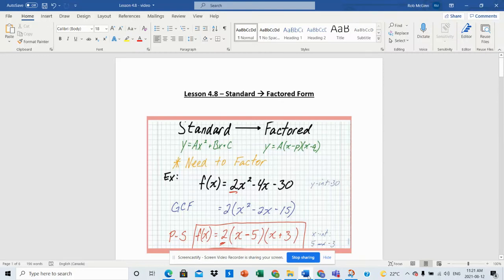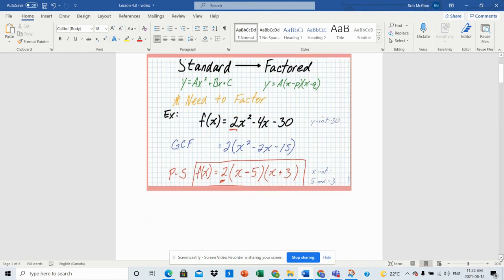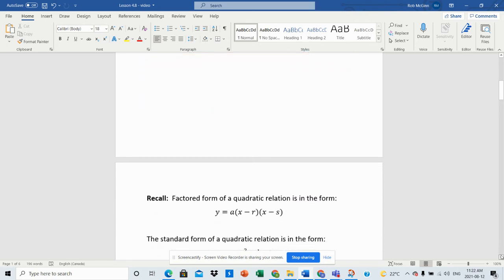Welcome to lesson 4.8, which is all about switching the quadratic relation between the standard form and the factored form. So we'll look first at switching from factored form to standard form and how to do that. And then we'll look at how to go from standard form to factored form. So we're going to start off just recalling what our forms are.